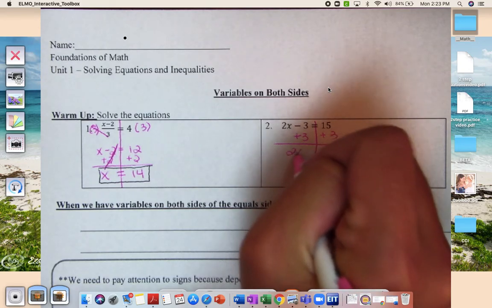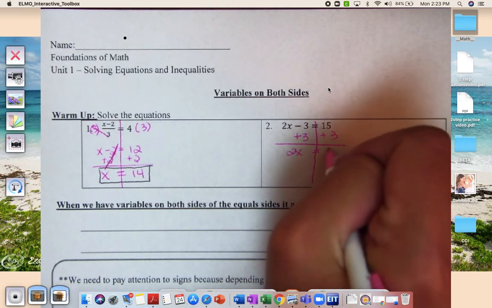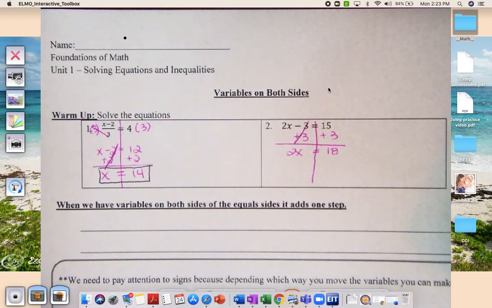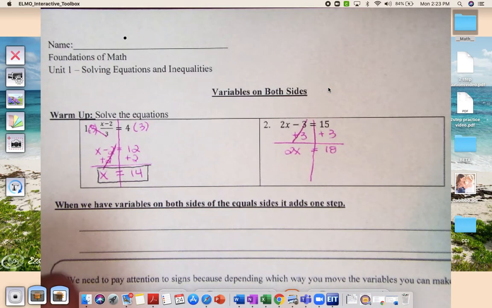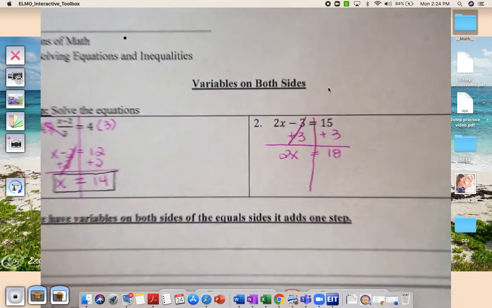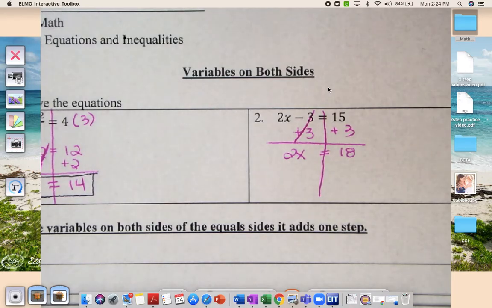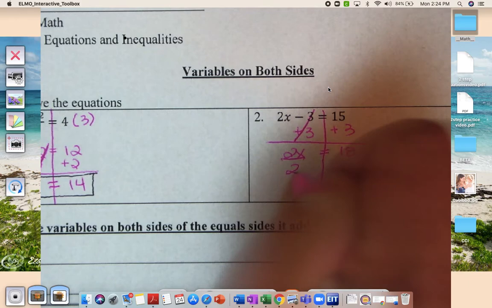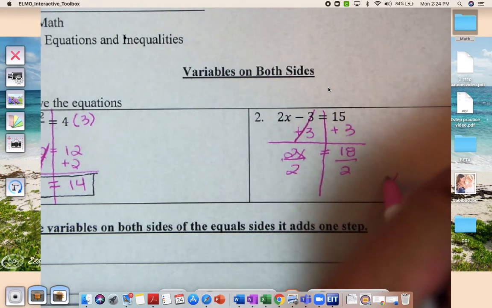So I end up with 2x equals 18 because we know these 3's have canceled each other out. That x still is not by itself, so we look at what we need to move. We need to move the 2. Well, a 2 next to a variable, any leading coefficient next to a variable, is multiplication. So our inverse is division. And we are left with x is equal to 9.